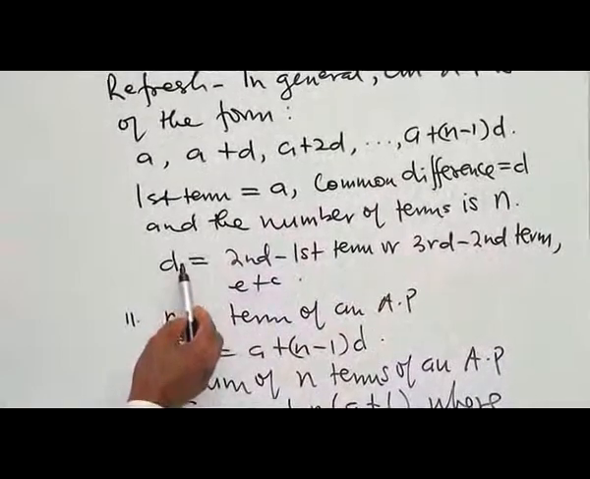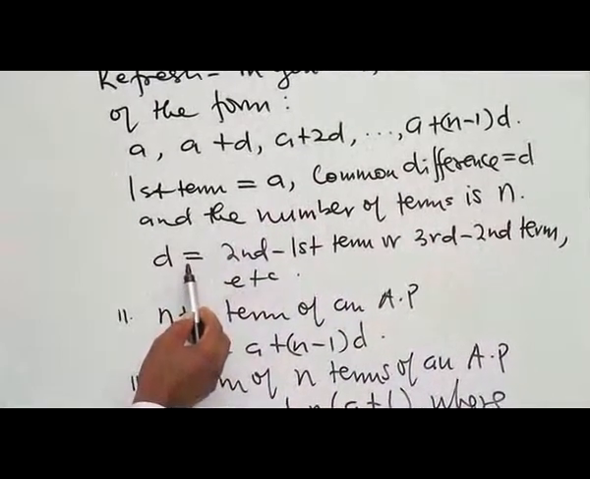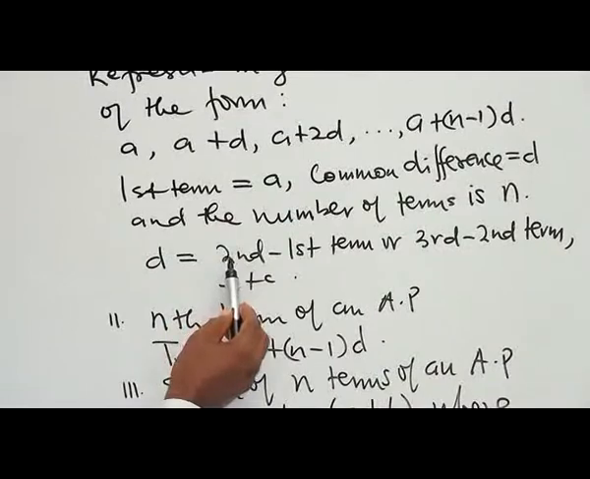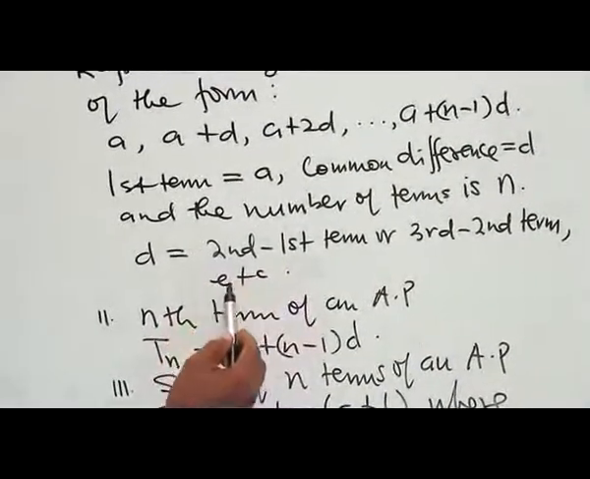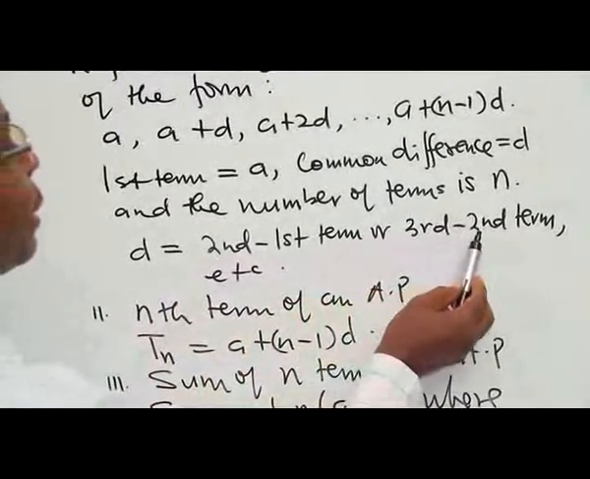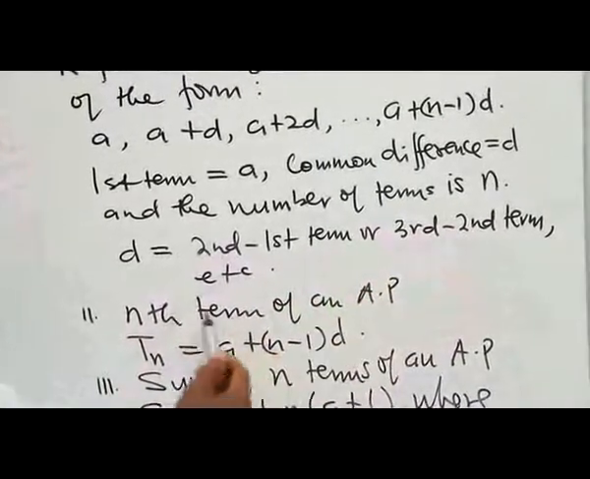Our D, which is the common difference, is calculated by subtracting the first term from the second term, or subtracting the second term from the third term, and so on and so forth.